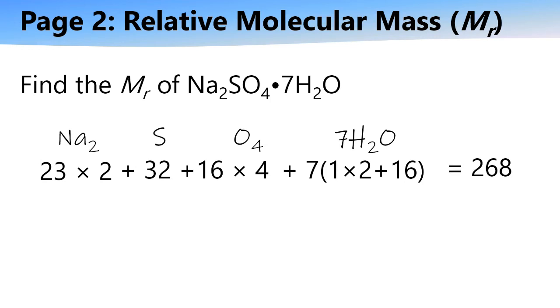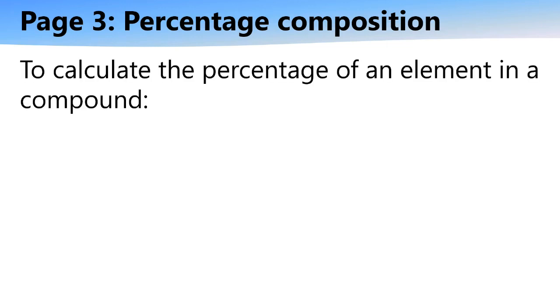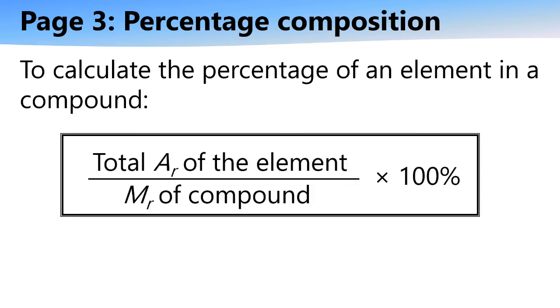Alright, now turn to page 3. We shall now discuss percentage composition. To calculate the percentage of an element in a compound, we will use this formula: total AR of the element over the MR of the compound times 100%. Please write this down in your notes. You can pause the video to do so.